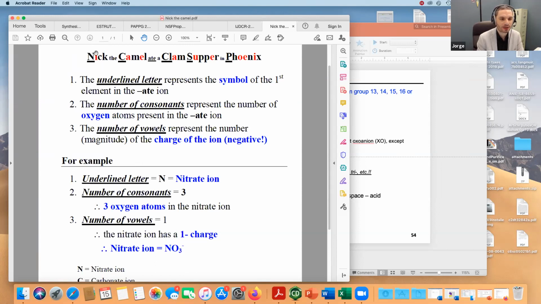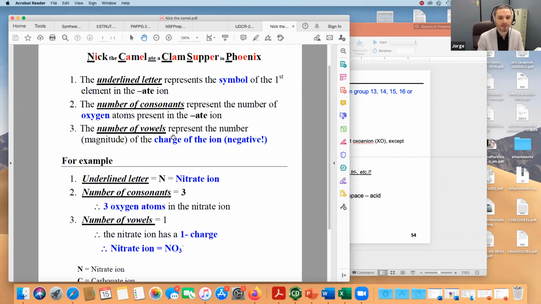So Nick, the underlined letter represents the symbol of the first element. So therefore, we have here N for nitrogen. The number of consonants represents the number of oxygen atoms in the structure. So here we have 1, 2, and 3. So therefore, we have 3 oxygen atoms, NO3, okay? First letter, number of consonants, 3, and that represents the number of oxygens in the structure.